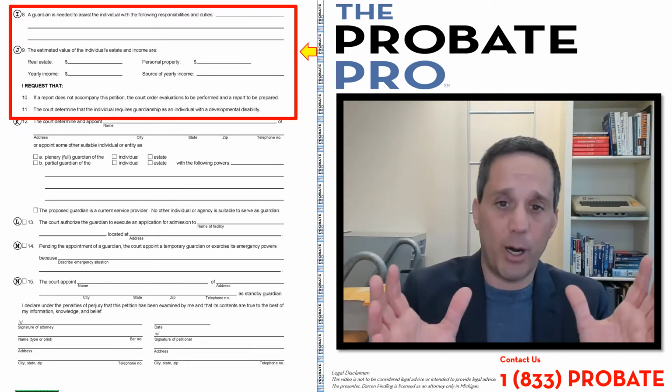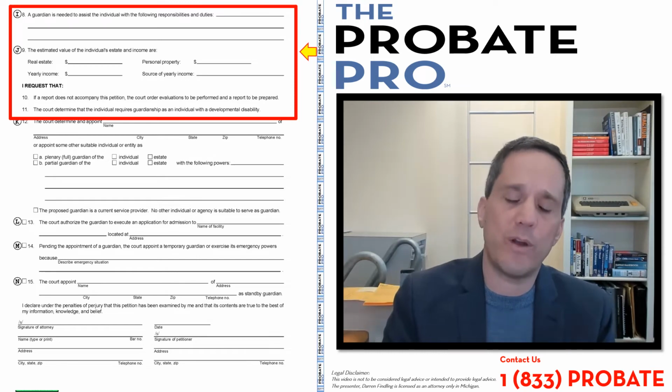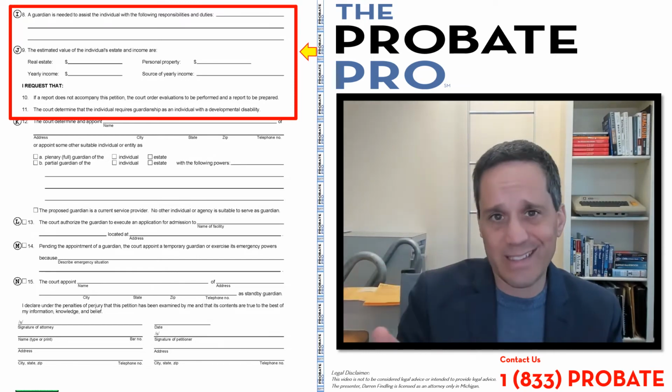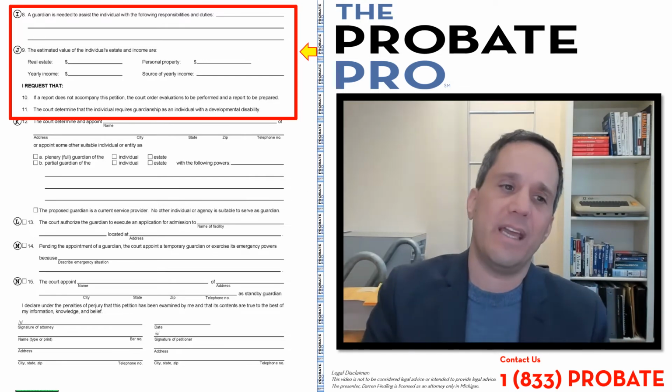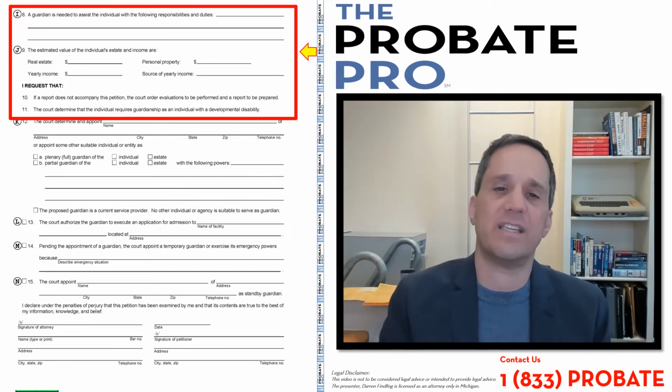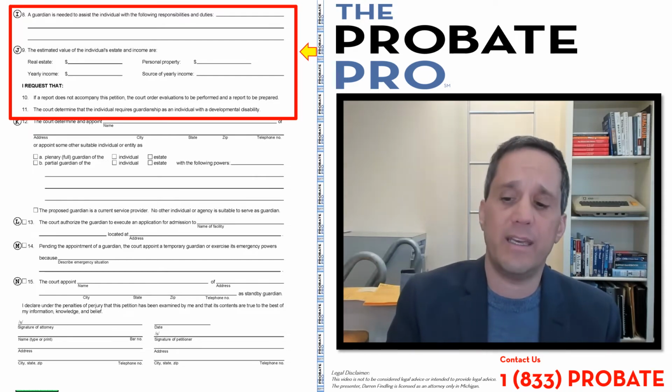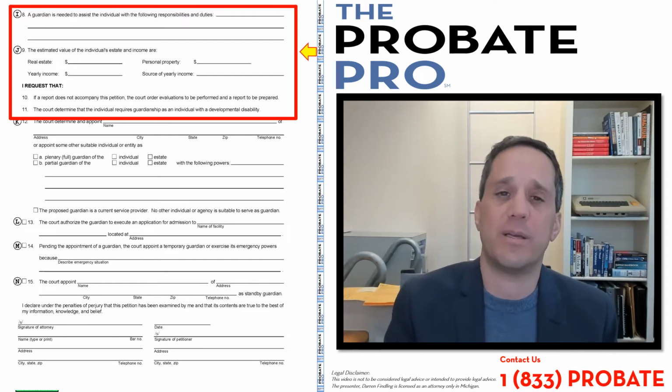And you can be both, it may just be one. So if there are assets that need management, there may be a need for a guardianship of the estate. And if there's simply a need for assisting the individual with their responsibilities and duties, their day-to-day needs and care needs, that may just simply be a guardianship of the person.